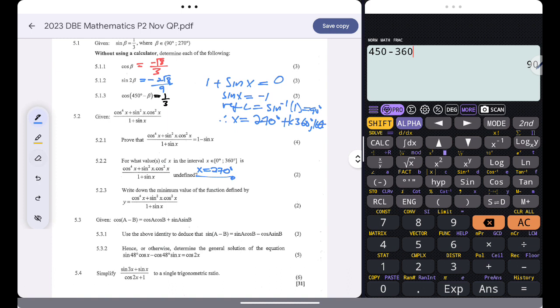5.2.3, they want me to find the minimum value here. Okay, remember that this entire thing, y, is equal to this thing. So I know how to find the minimum value of something like this. I know that this graph will be between -1 and 1. Are you together?